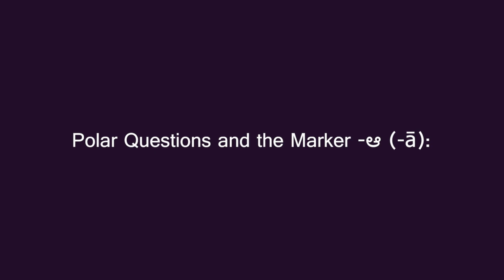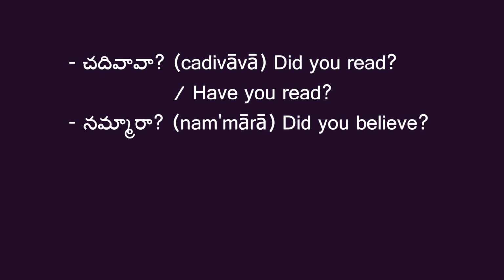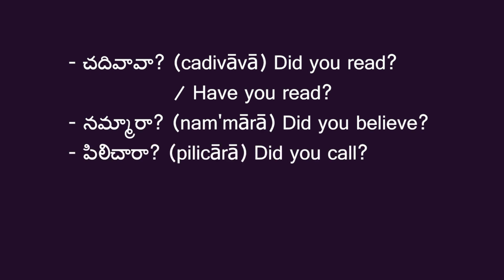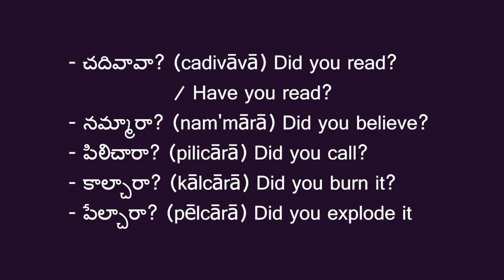Third one is polar questions and the marker ā. The dialogue also uses yes/no questions, which are formed by adding ā to the finite verb. Examples include చదివావా, did you read or have you read? నమ్మారా, did you believe? పిలిచారా, did you call? Next one, కాల్చారా, did you burn it? పేల్చారా, did you explode it?